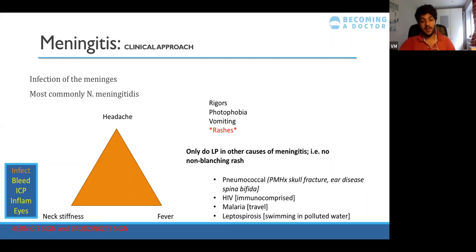If in the vignette it says they've been traveling, you might want to think of malarial cause. And if they've been swimming in polluted waters, or if their occupation is in polluted waters, you might want to think of leptospirosis or Weil's disease as a cause of meningitis. But in general, these are the rarer causes of meningitis. The main thing that you want to think about is Neisseria meningitidis. I hope that's clear.